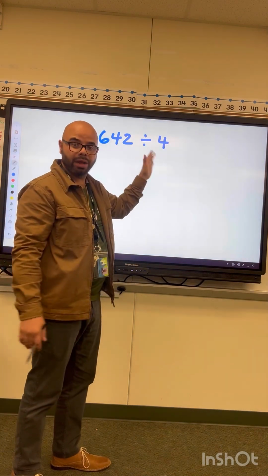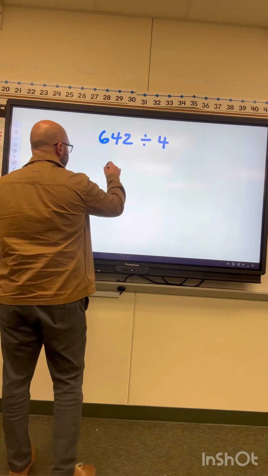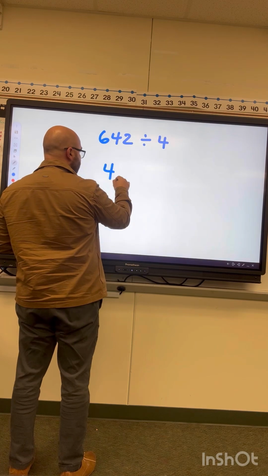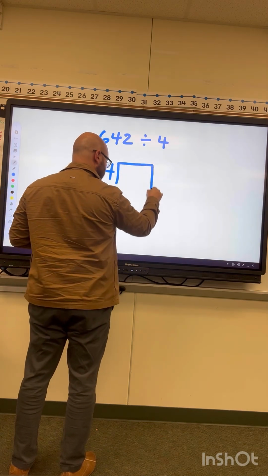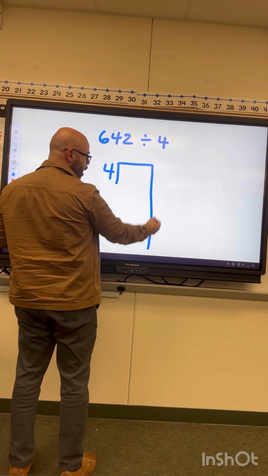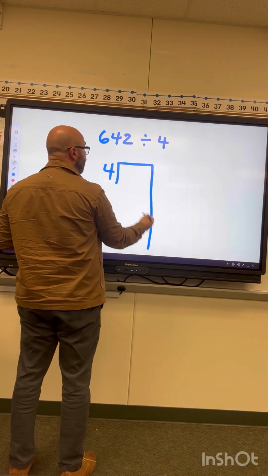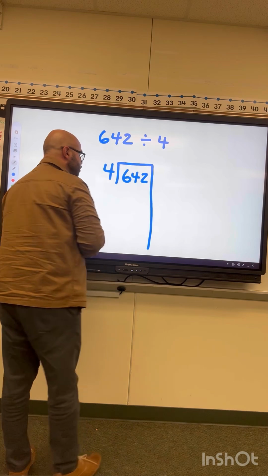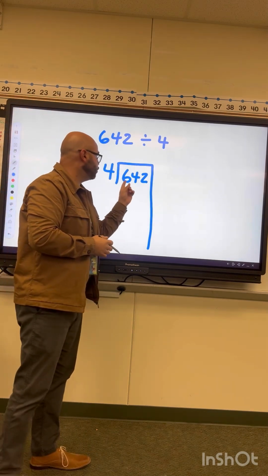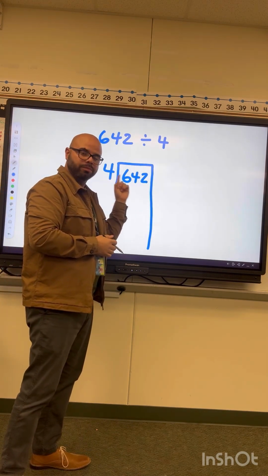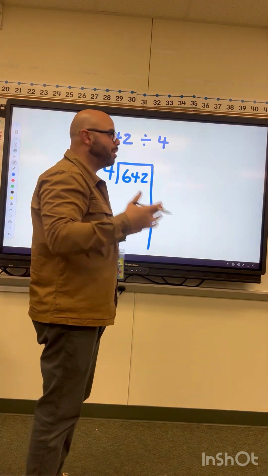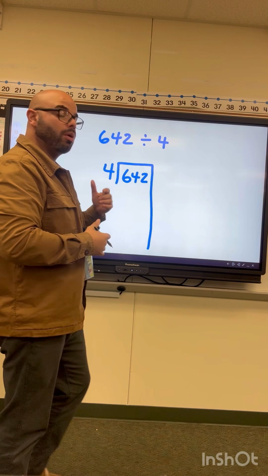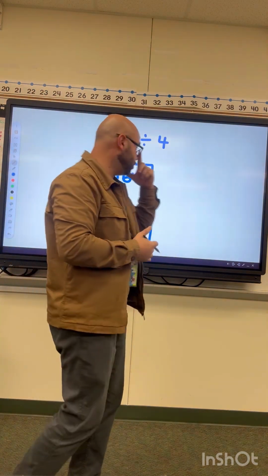Now we're gonna rewrite this division problem, okay, to help us solve it. 4, on the outside, we're gonna draw our little house, okay? You're gonna see why I drew this long line here. The 642 is gonna be inside the house. So now we have 642 divided by 4. Now, you look at this and you're going to say, man, Mr. J, this is going to be hard for me to solve. This is a big number. So that's why we're going to go into using partial quotients.